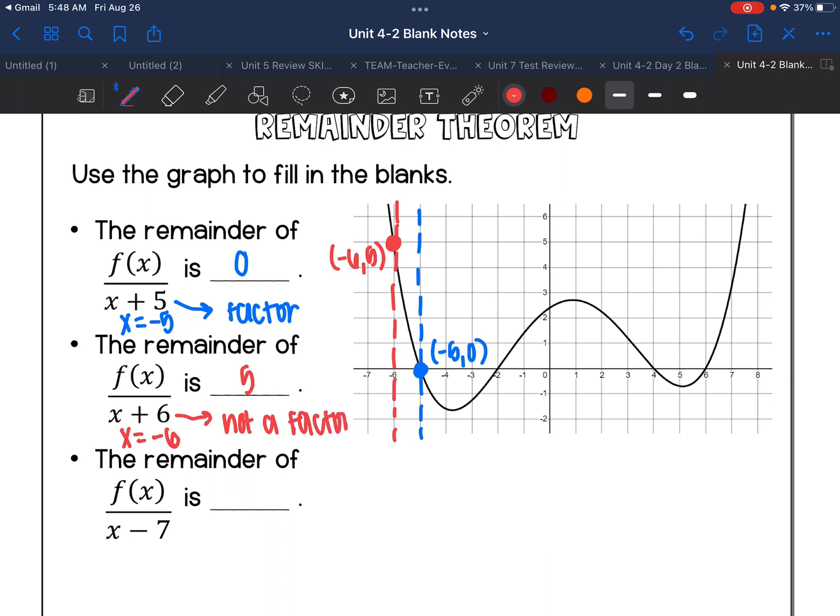Okay, last one says the remainder of f of x divided by x minus 7 is blank. Again, we're going to take the opposite, so x equals 7. That is this vertical line here. So that point is 7, 3. The remainder is 3, which means x minus 7 is not a factor. Because again, the remainder has to be 0 for it to be a factor.